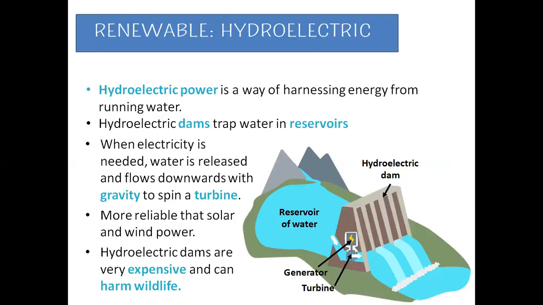Now comes hydroelectric energy. Hydroelectric power is a way of harnessing energy from water which is in running condition. Hydroelectric dams trap water in a reservoir. When electricity is needed, water is released and flows downward with gravity to spin a turbine. It is more reliable than solar and wind power. Hydroelectric dams are very expensive and can harm wildlife to a great extent.